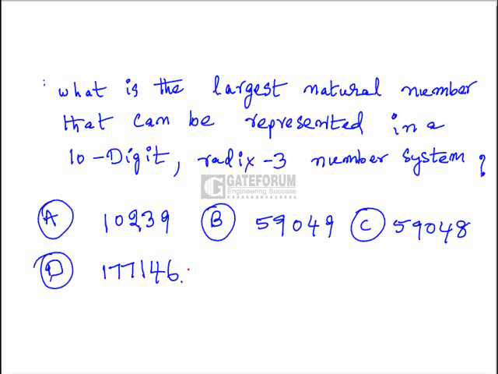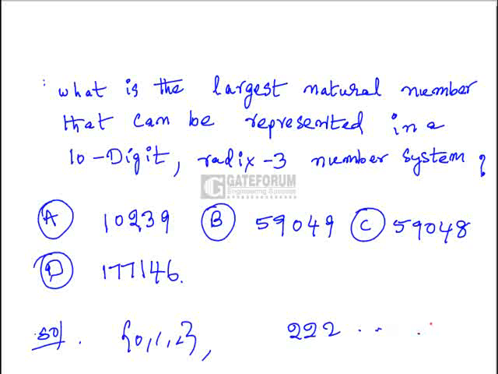Is the largest natural number that can be represented in a 10-digit radix 3 number system. Radix 3 number system means base 3. So in base 3, the numbers we can have are 0, 1, 2. So the largest 10-digit number is 10 continuous twos. What is the largest 3-digit decimal number? 3 nines, something like that. Similarly, the maximum digit in radix 3 is 2, so it should be represented as a string of 10 twos.